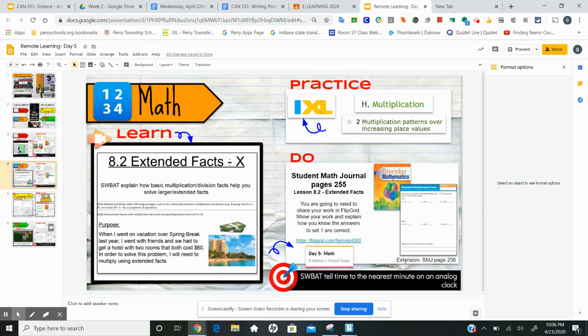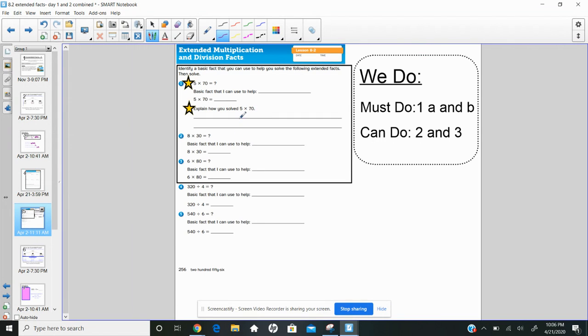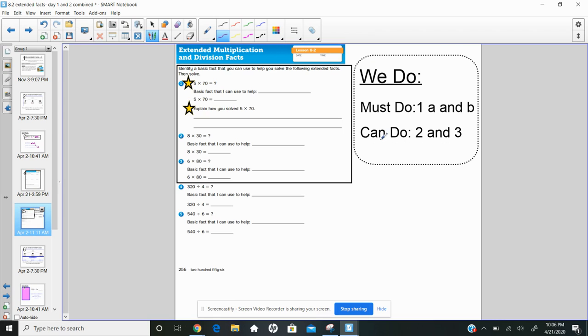But there's also an extension page that you can do on page 256 that is a little bit more, and it looks a little bit like this. It tells you the problem like my model did, and it says the basic fact that you can use to help. So that's what I showed you in my model. How could I figure out the basic fact on my own? On page 255, it tells you the basic fact, gives you a larger fact and an even larger fact as well. So this is kind of just bumping up your thinking. We can do number 1 together in our Google Meet today, and then you can try number 2 and number 3 on your own. These are practicing multiplication facts, extended facts.